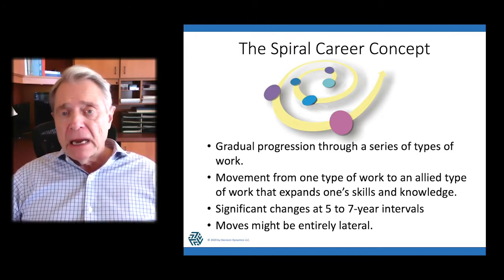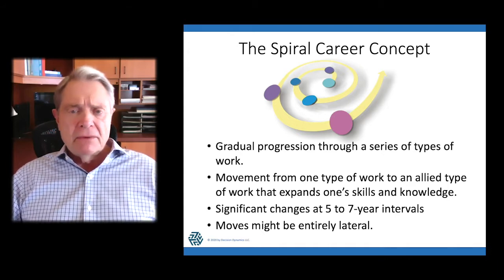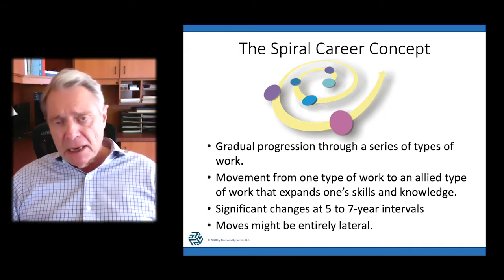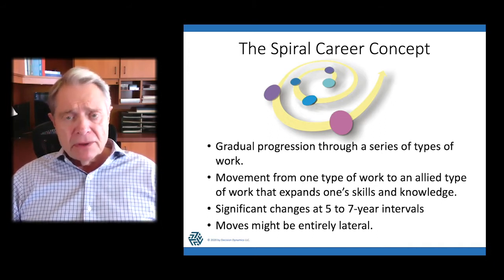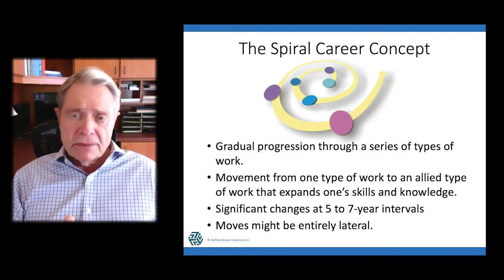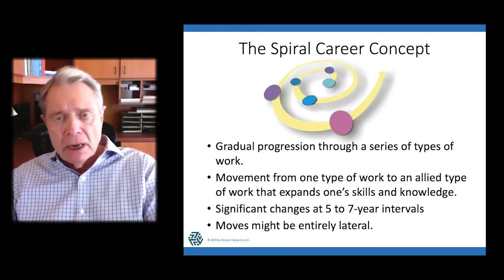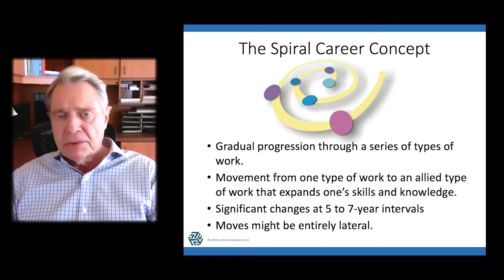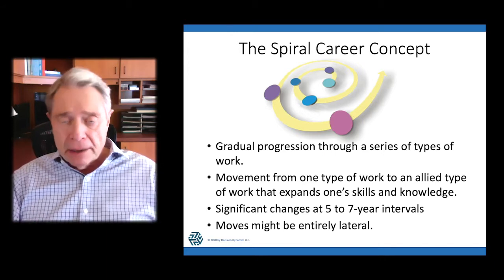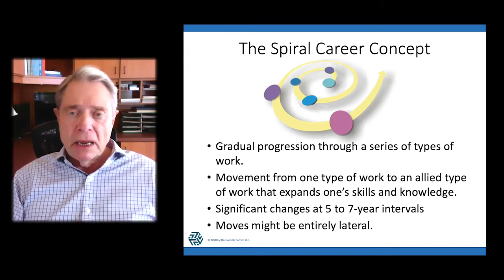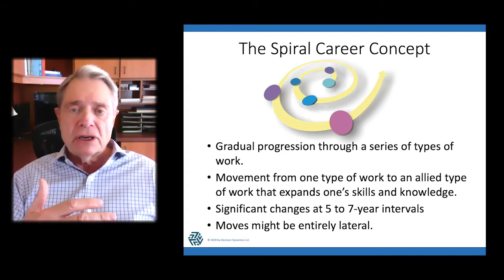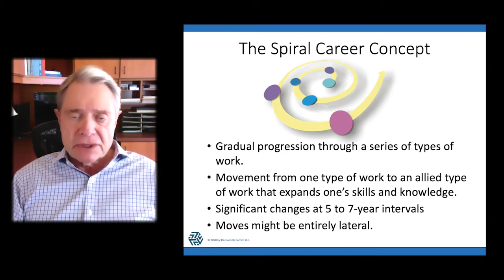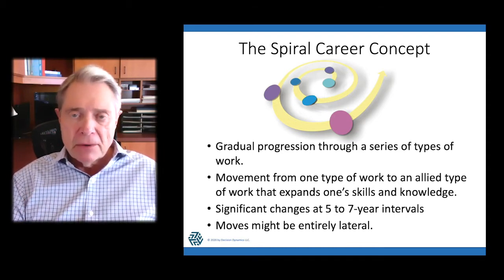And in this version of an ideal career, one begins working in a particular discipline function, but then makes periodic changes, maybe every 5 to 7 years or so. The person will make a lateral shift. It might have an upward component, but the important thing is that it's a movement between one type of work into a different type of work. That new type of work isn't just completely different from what the person's been doing before. It's probably allied to what the person has been doing before, but it requires learning new skills and acquiring new knowledge. And that's what makes it interesting and attractive. That's the spiral career concept.